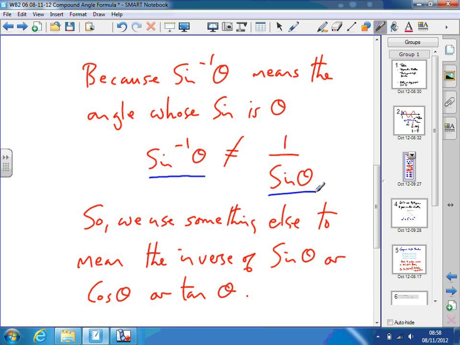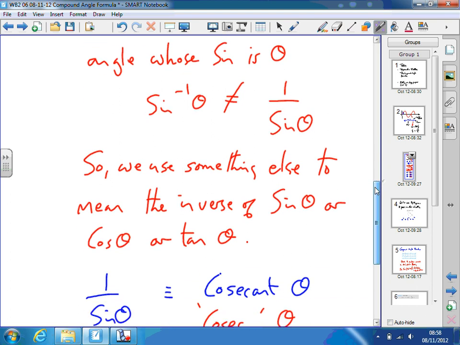Do you remember when we talked about laws of indices? Negative power means 1 over, doesn't it, the inverse? But not with trigonometric identities, because that has a different meaning. Sine to the minus 1 means the angle whose sine is, or the angle whose cosine is. So we need something else to mean the inverse of sine theta, or cos theta, or tan theta. And that's where these other words that you've seen come in.